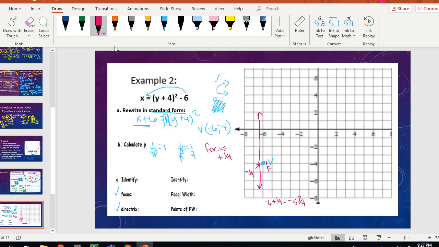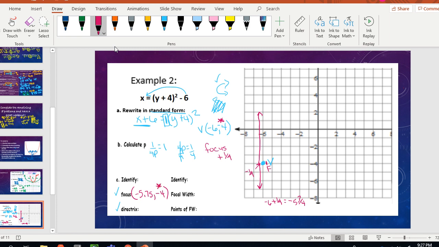So that means my focus is -5.75 if you prefer the decimal, and it's located at -4. That's important. That's going to stay the same as the vertex. Okay, so this y value stayed the same as this y value.